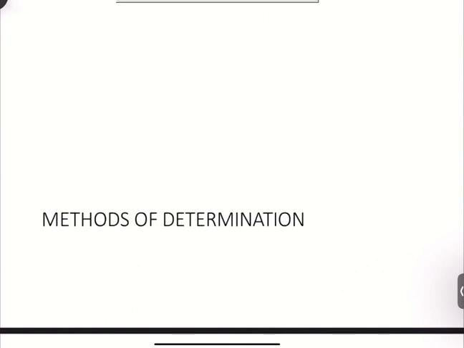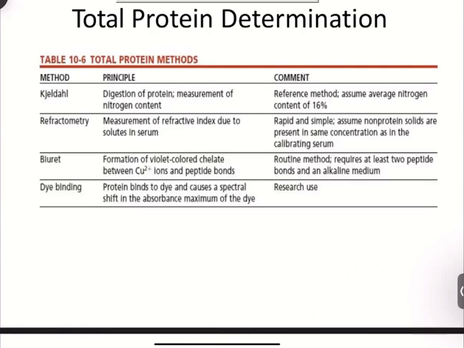Okay, next we have your methods of determination of your proteins. So we do have different types of methods in determining your proteins. First is your total protein determination. So for your total protein determination, we do have five different methods that we are using. So first is your Kjeldahl method.